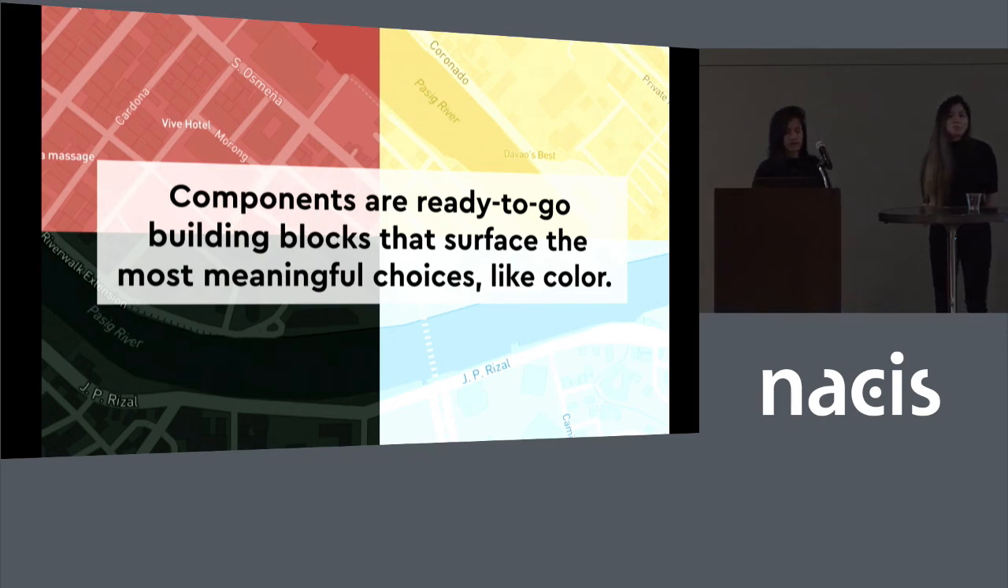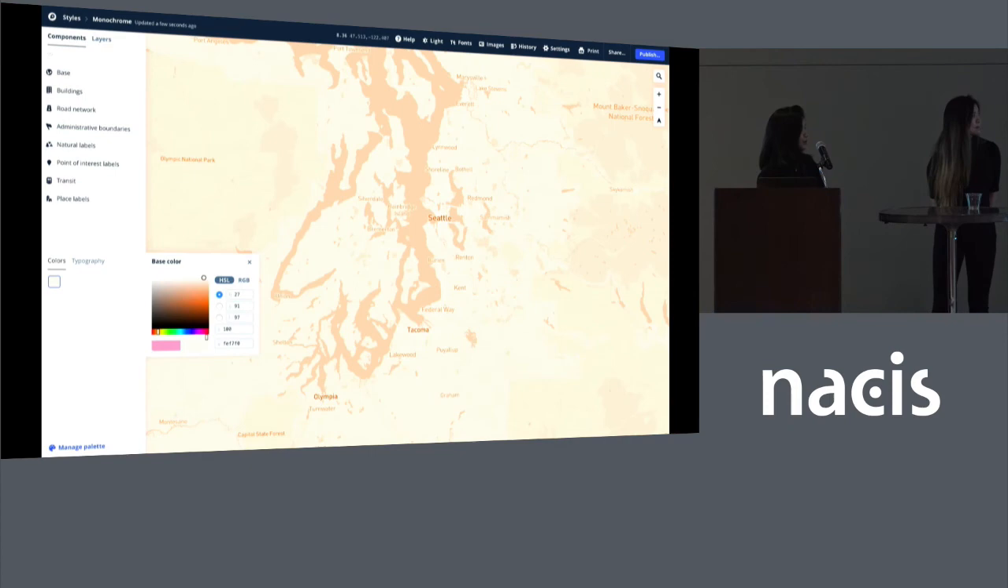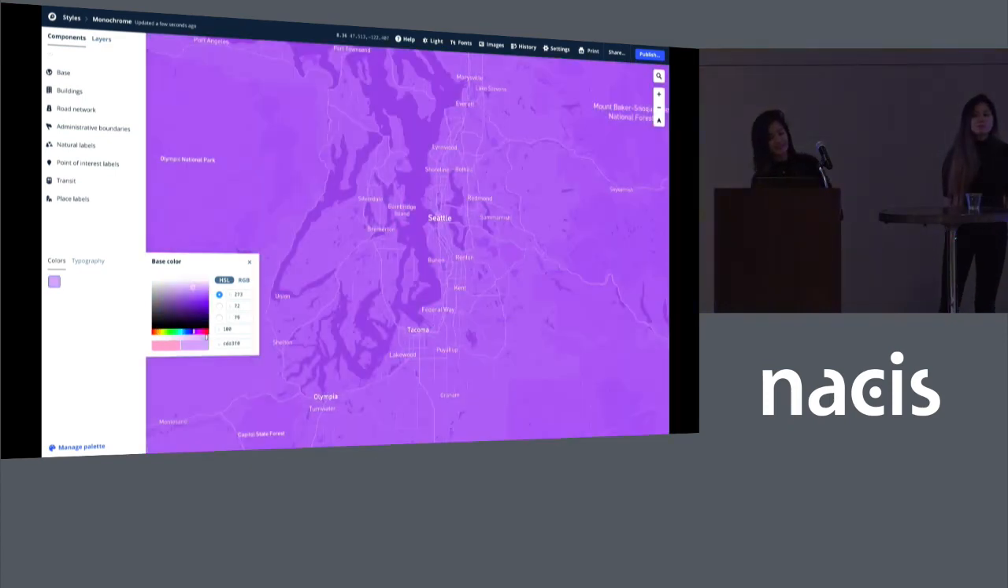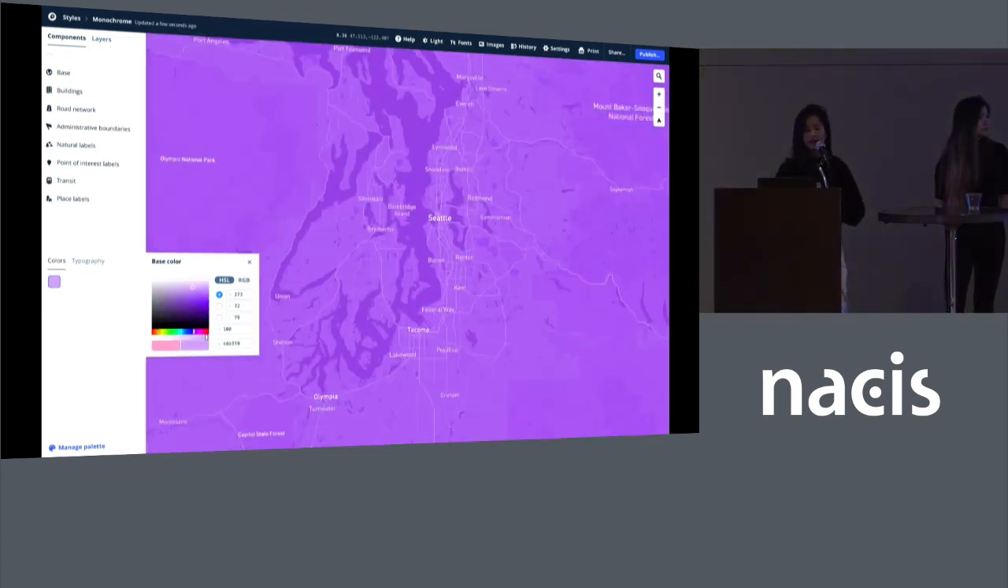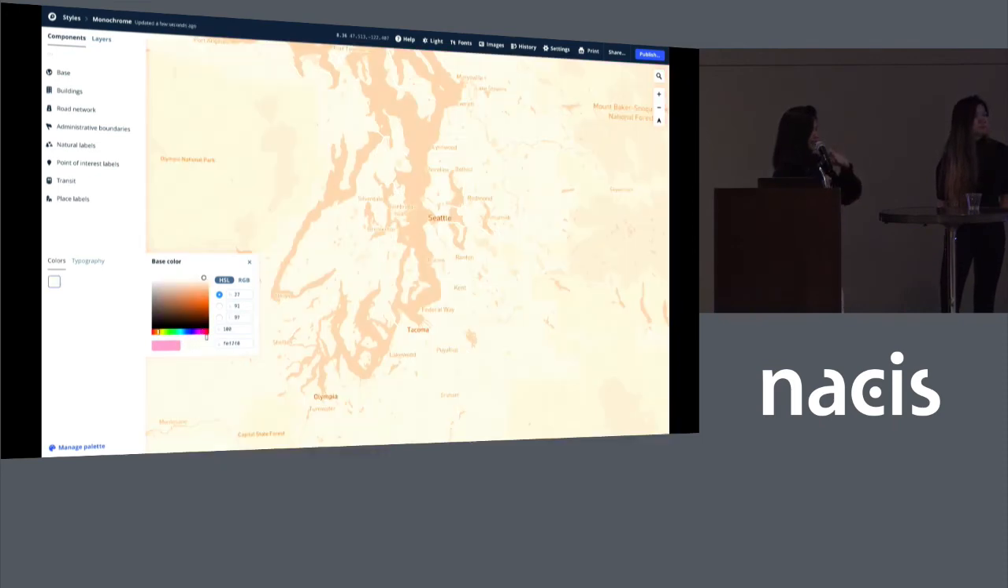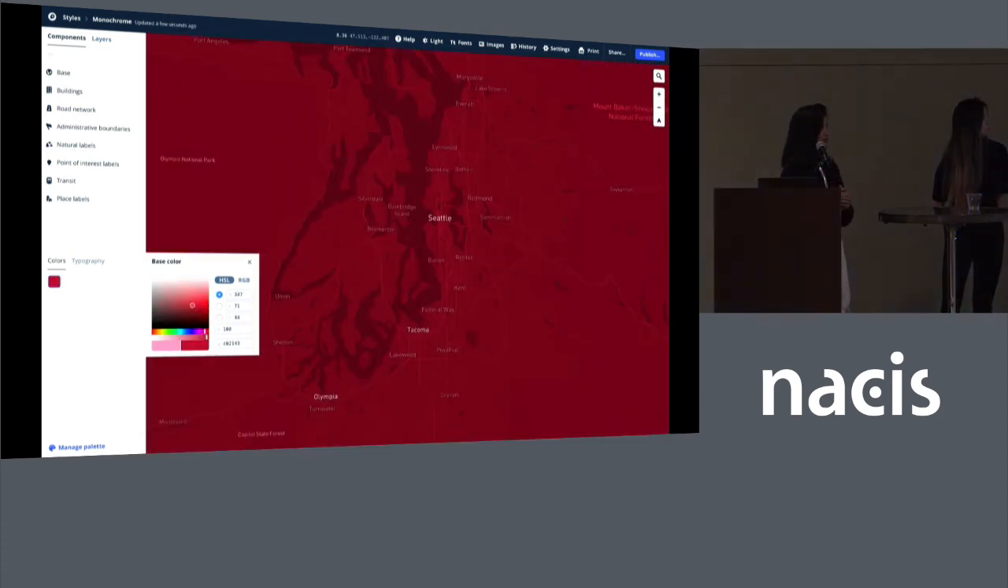So components now let you start out with these ready-to-go building blocks that surface the most meaningful choices, which in this case is color. Kind of the most fun parts of the design process, in my opinion. So we rewrote our light and dark styles as a series of functions, GL expressions, if you're familiar with Mapbox GL, that accept any color input. So you're seeing here, we're just choosing any color we want. And then that single color is lightened, darkened, saturated, and desaturated to color each unique feature on the map. And the result is a custom map with one choice.